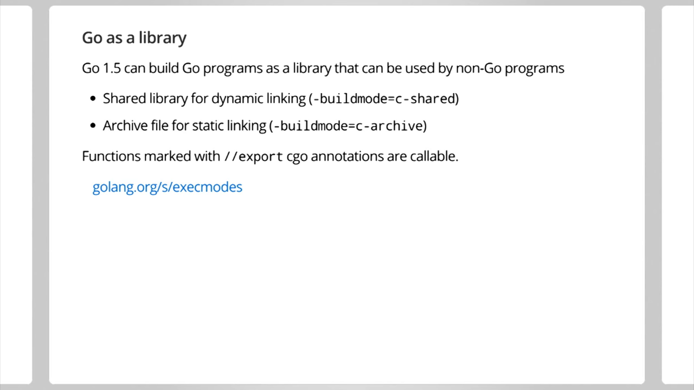To use a Go library from Java, we can build a shared library with the build mode equals shared. And iOS doesn't support dynamic linking. It's not possible to dynamically link for iOS yet. So in this case, we create an archive file for static linking. And all the Go functions marked with the export C/Go annotation can be callable from different languages. Actually, all this work was based on a beautiful roadmap document written by Ian Lance Taylor. For the details, check out this execution mode documentation.